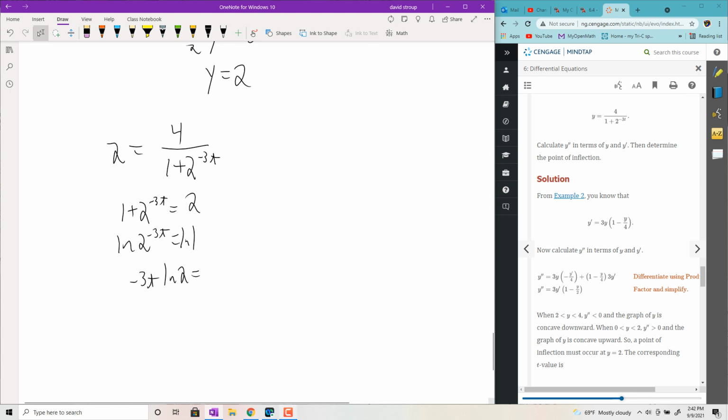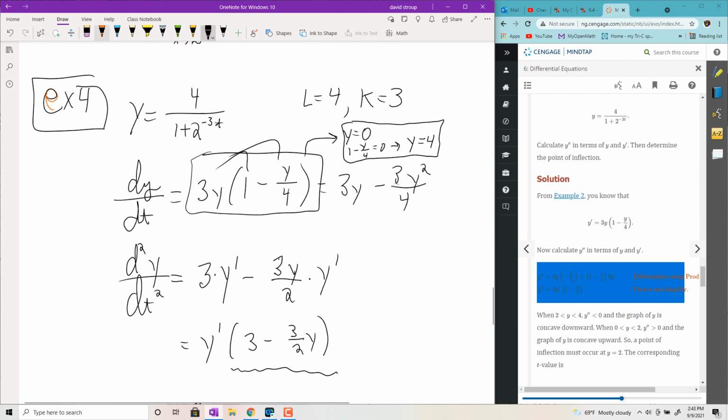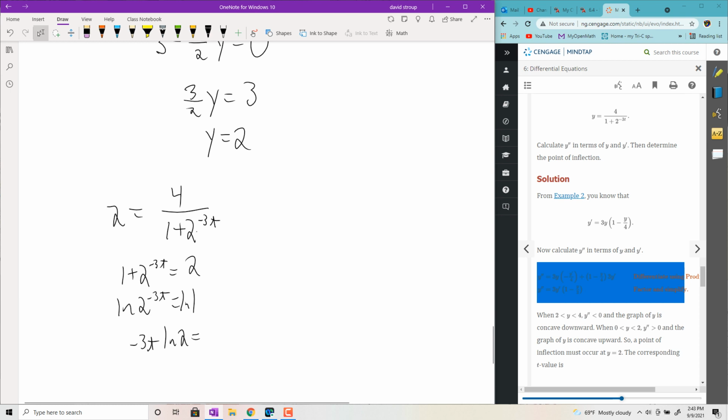Hold on, I did something silly. Oh, I see it. There's a mistake in the book. The equation is written incorrectly. It should be 2e to the negative 3t, like that. Sorry, I don't know what the heck I was thinking. 2e to the negative 3t.